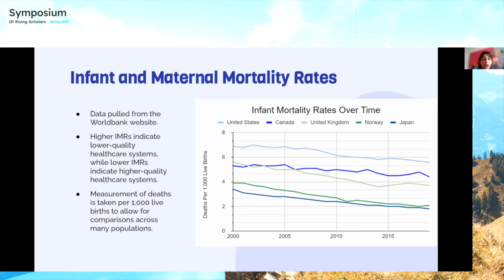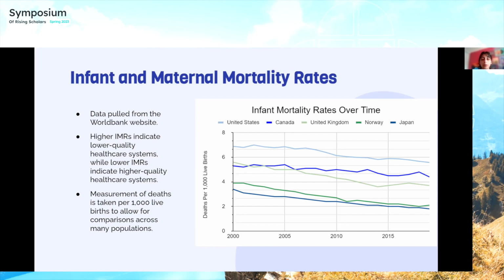Higher IMRs, which are infant mortality rates, typically indicate lower quality healthcare systems, just because you do see more infants or babies dying at higher rates, while lower infant mortality rates typically indicate a higher quality healthcare system because there is more care attended to mothers and babies.